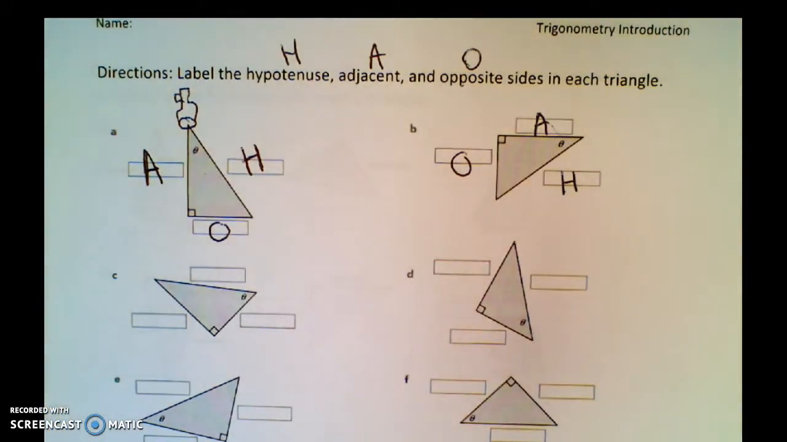So try those problems. When you're finished, you can get started on a homework that we're going to work on for the entire week, and then we're going to do it in steps. So when you finish this, let me know, and then you can work on that homework.